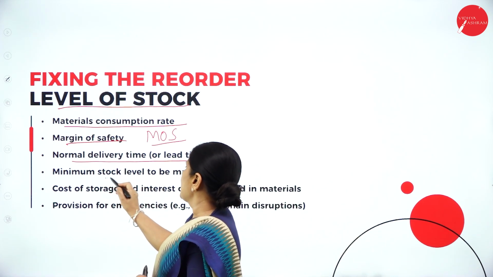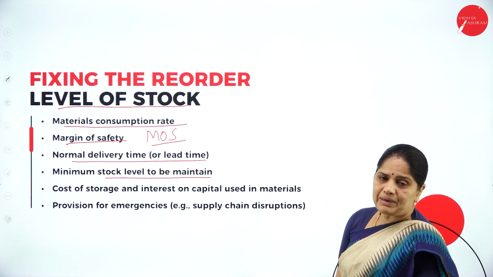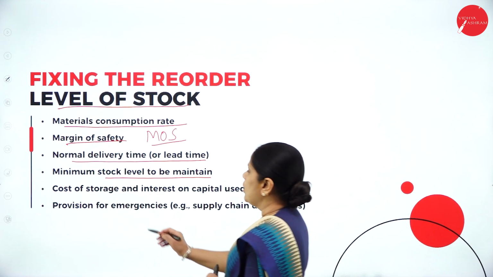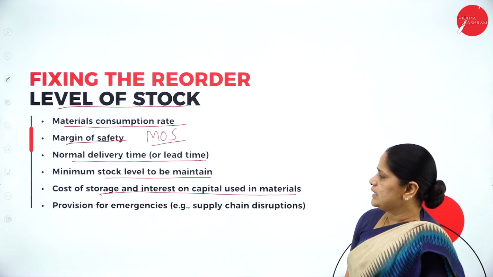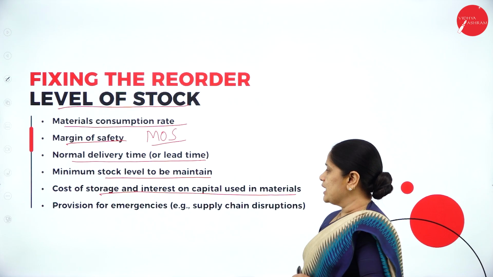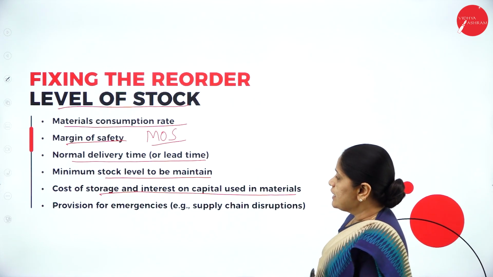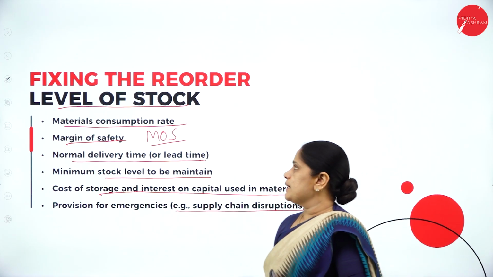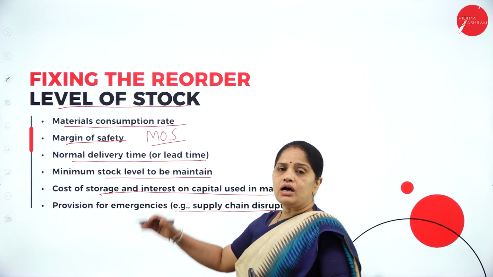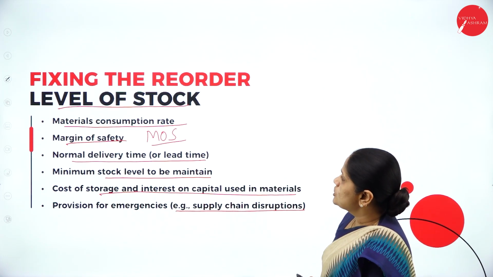Then minimum stock level to be maintained. So, what is the minimum level which will be maintained in the organization? Cost of storage and interest on capital used in the materials. Then provision for emergencies, that is supply chain disruptions. So, considering all these factors, we will be fixing the reorder level of stock.